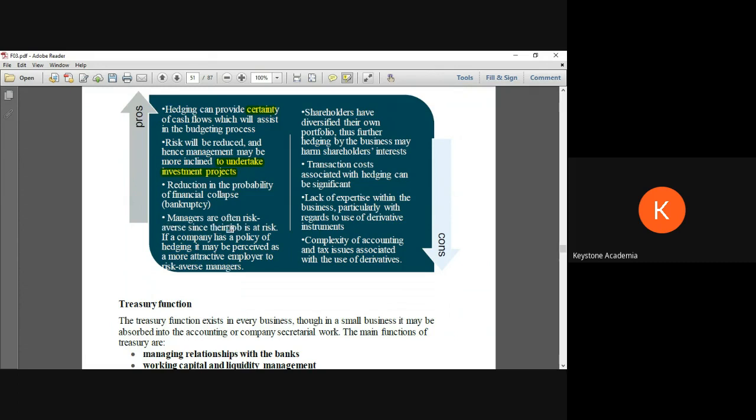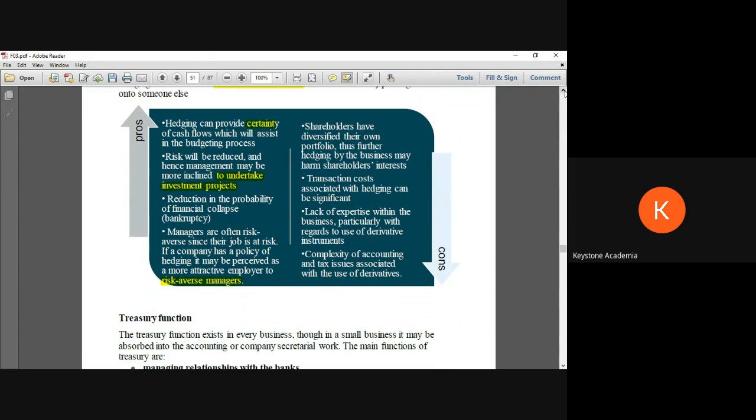Managers are often risk averse since their job is at risk. As a business, companies might take risk, but individual managers are often risk averse. If a company has a policy of hedging, it may be perceived as a more attractive employer to risk averse managers, because people don't want to put that personal risk on the company's policies.